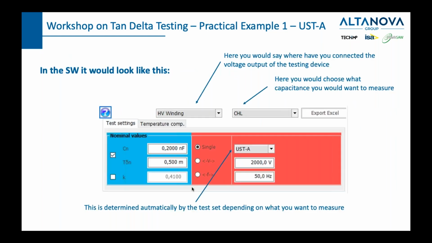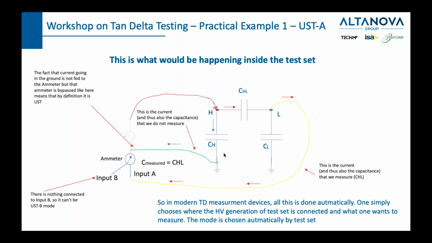So let's do a little bit more in-depth look and see, if we do a standard measurement on a standard transformer like this, how this reflects itself onto our system. If we say in our system that we want to generate on the high voltage winding and we want to measure CHL, the system will automatically choose a UST-A method. Now, in that case, what is happening inside is this. I'm generating a voltage on the high voltage side, and that voltage creates a current which runs through the capacitance CHL and goes to the input A. There is also a current running through the capacitance CH and going into the ground, but because I'm using a UST method, I'm bypassing this measurement.